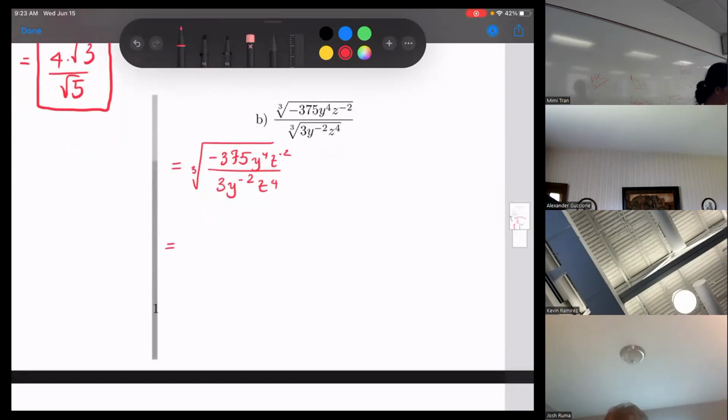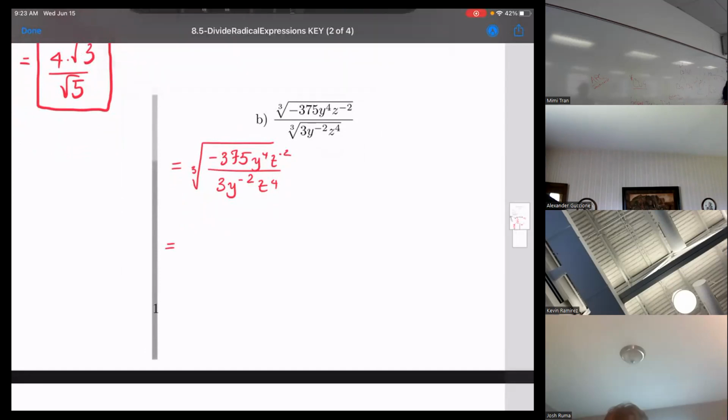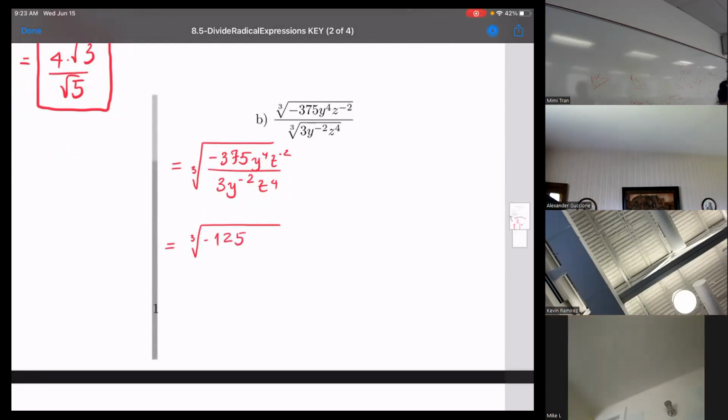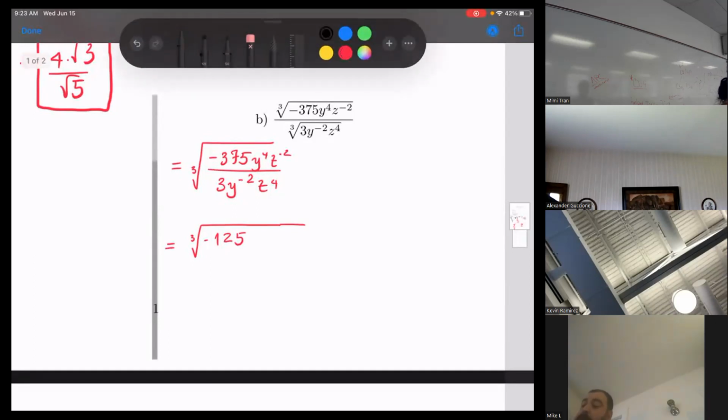And now let's see, is 375 divisible by 3? I think so. Yeah, it is. Okay. So negative 375 divided by 3 is negative 125. What about y to the 4 and y to the negative 2? What is that equal to? Careful, you're on the right track. It's just the algebra is off.